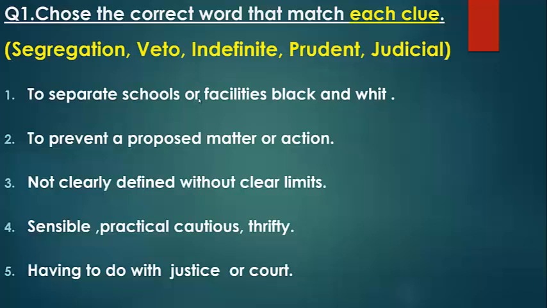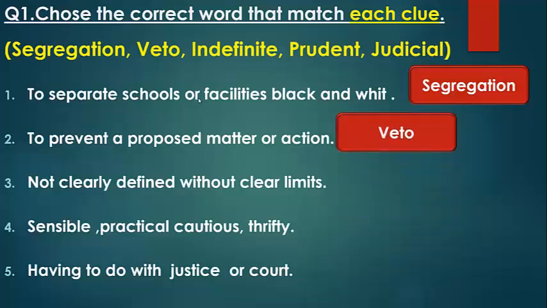We have also segregation, veto, indefinite, prudent, judicial. Number 1, to separate schools or facilities between black and white. This is segregation. Number 2, to prevent a proposed matter of action. This means veto, or to use the right of veto. 3, not clearly defined or without clear limits. This clue means indefinite.